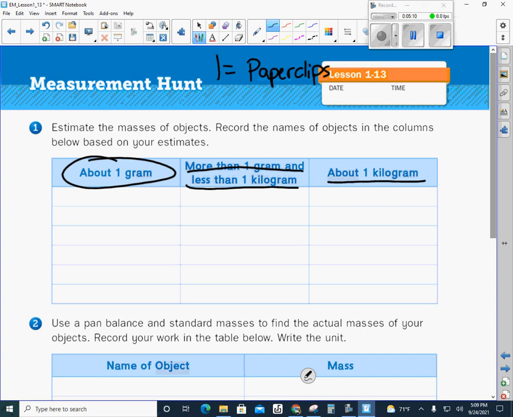Make a list of objects here. Give me some objects that you think would weigh about 1 gram, some objects that you think would weigh more than a gram but less than a kilogram, and some objects that you think weigh about a kilogram. Go ahead and pause the video and fill out this graphic organizer, this chart.